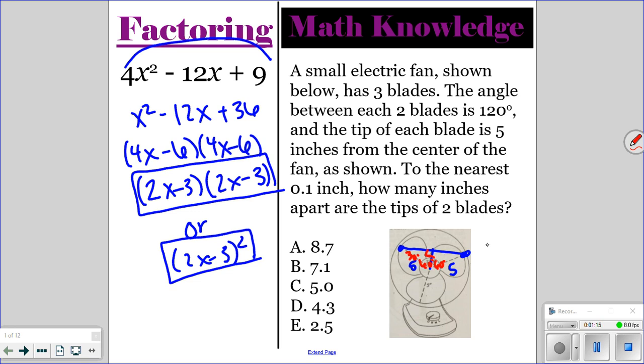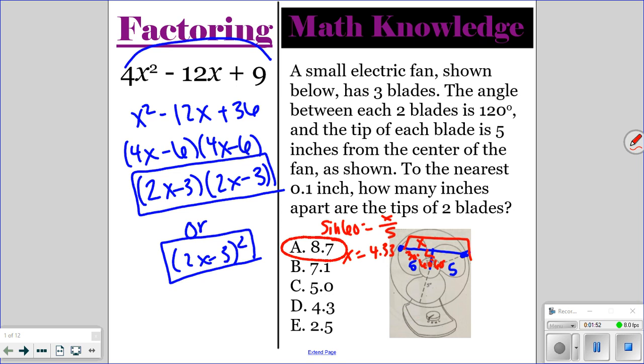And so if I'm looking for this length, you can do sine of 60 is x over 5. And so x would equal 4.33. And then to find the total length, you would multiply that by 2, which would give you, not 4, 8.66, which rounds to 8.7. So that would be how far apart your blades are.